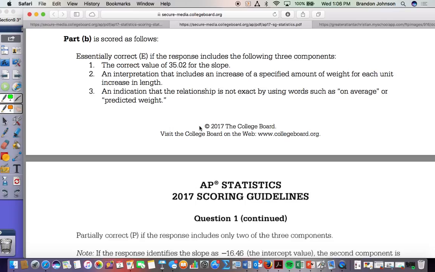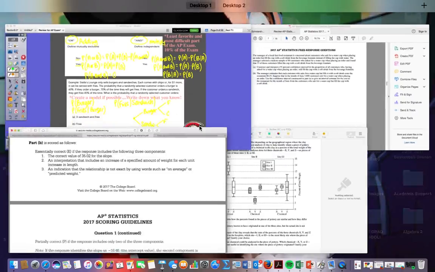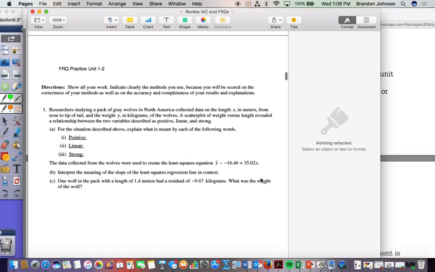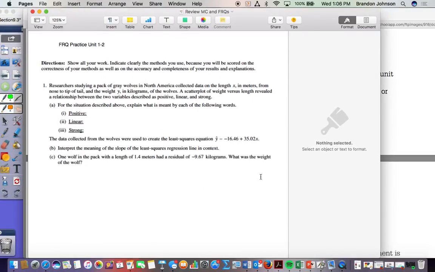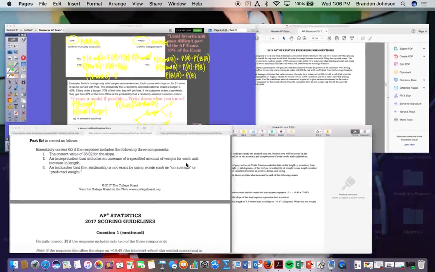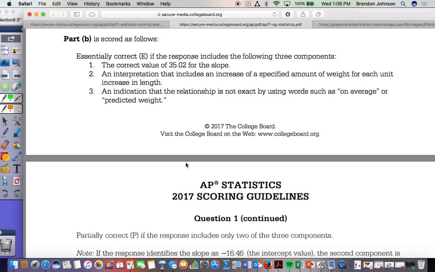What if I said that, but flipped? I said that because x is the length. So I said for every 1 meter increase in length from nose to tip of tail, the weight is expected to increase by 35.02 kilograms. I love it. It's perfect. Yeah, if you flip-flop those, that's fine.